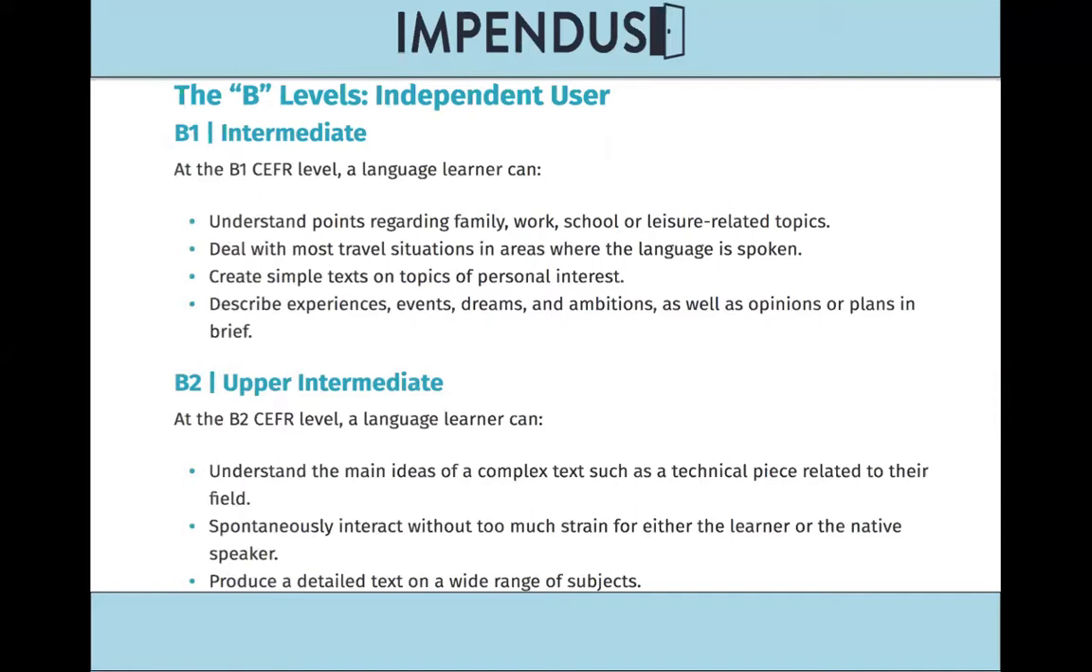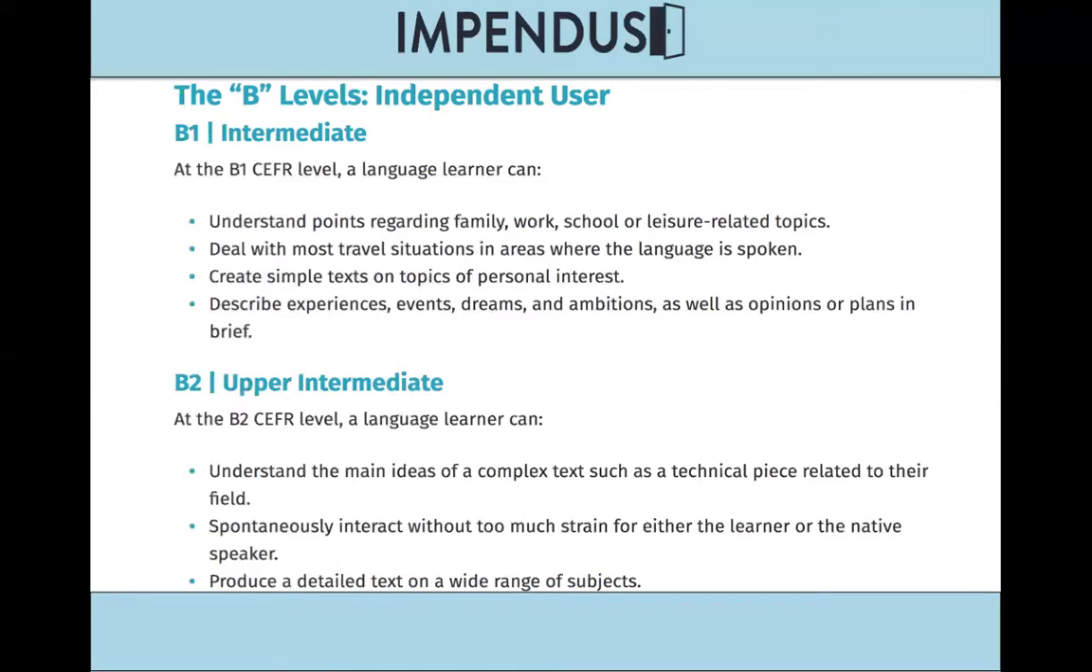B-level students are becoming independent users. At the B1 level, which is the lower level of B, there can be a B1, B1 plus, B2 low, and B2 high. At the B1 level, which is about an average, a language learner can understand points regarding family, work, school, as well as hobbies and leisure-related topics. They can deal with most travel situations in areas where the language is spoken.